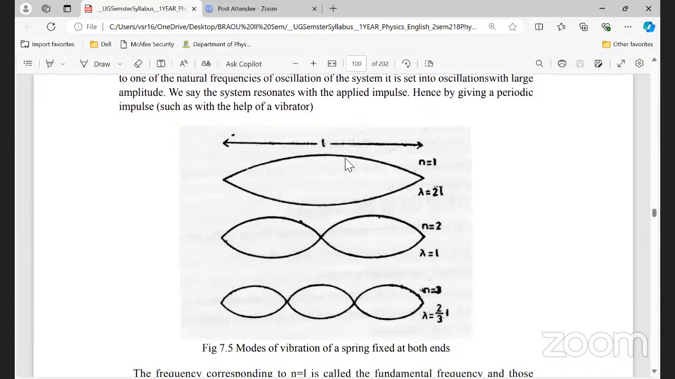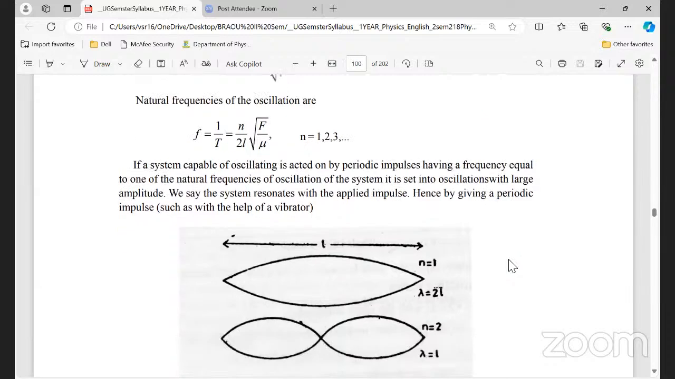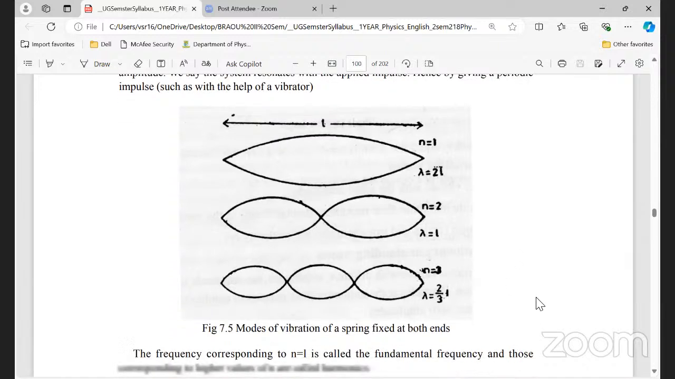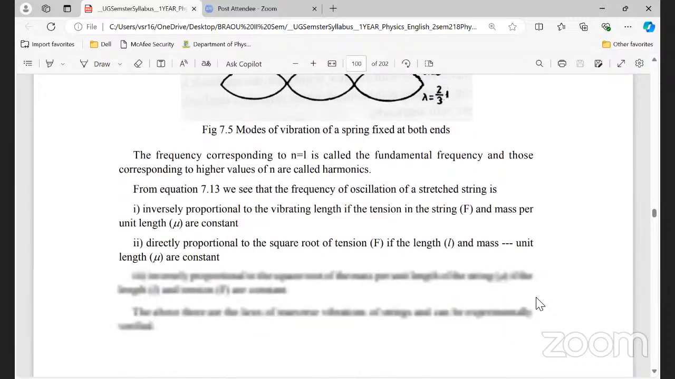So if the L value, the length, is increasing, the frequency value is changing, and the lambda value gives 2L by n. If there are two antinodes, n equals 2, lambda value is L; n equals 3, and so on. That means the mode of vibrations, so the wavelength is changing.